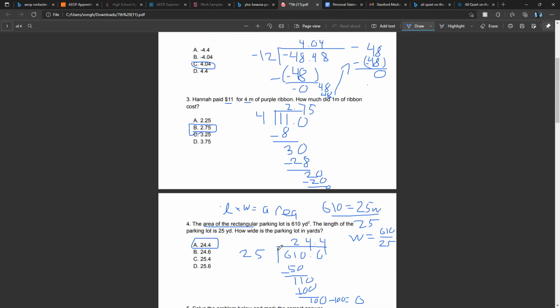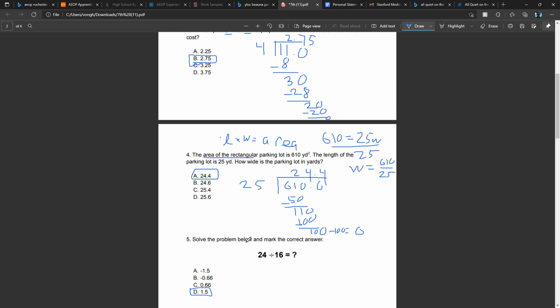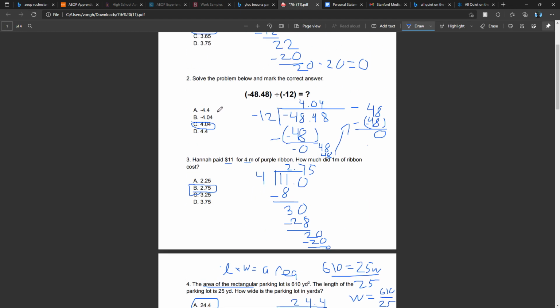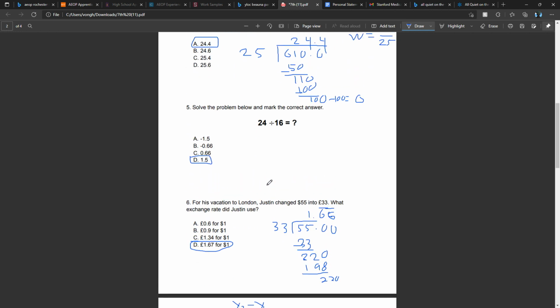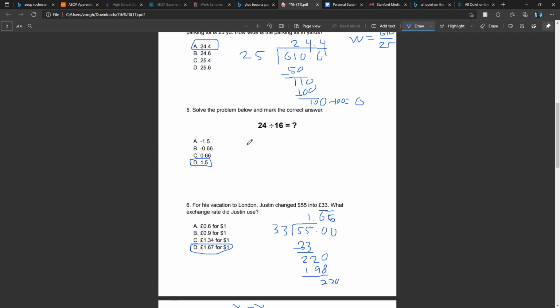Here, this is the same problem. Like for number 5, see the problem below and mark the correct answer. It's the same problem as number 2, and see if you can try this on your own. The answer is D, but see if you can get the same answers here.